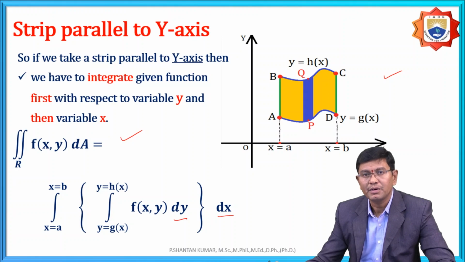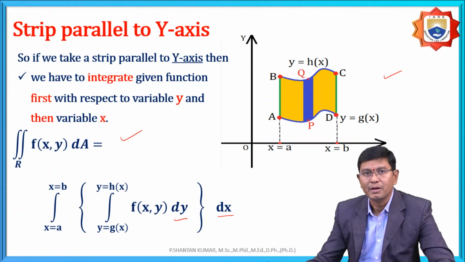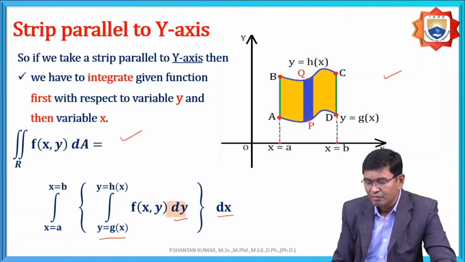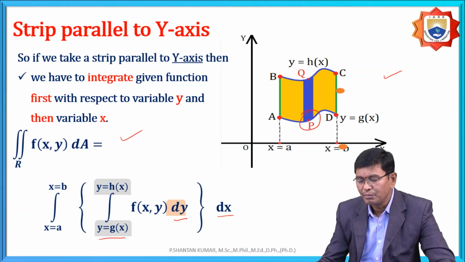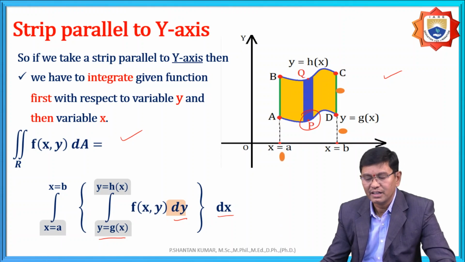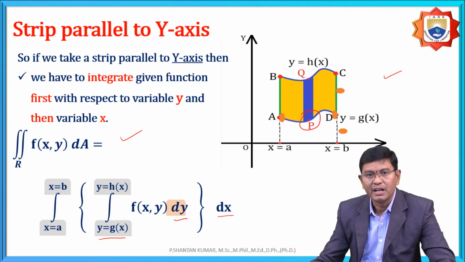Based upon the given diagram, y is the inside variable, with y equal to g of x as the lower part and y equal to h of x as the upper part. Observing here, y is equal to g of x, where the lower limit is p and the upper limit is q. Then the x limits are: the inner part is the left side and the outer part is the right side. In the previous lectures, we discussed the parallel to x-axis and parallel to y-axis cases clearly.